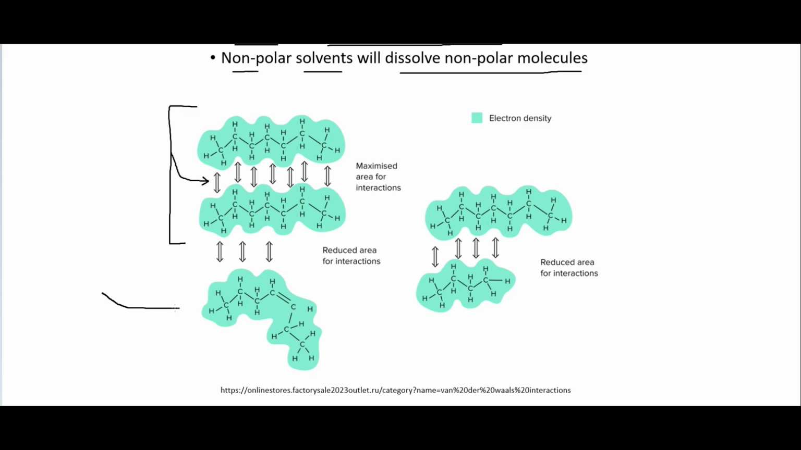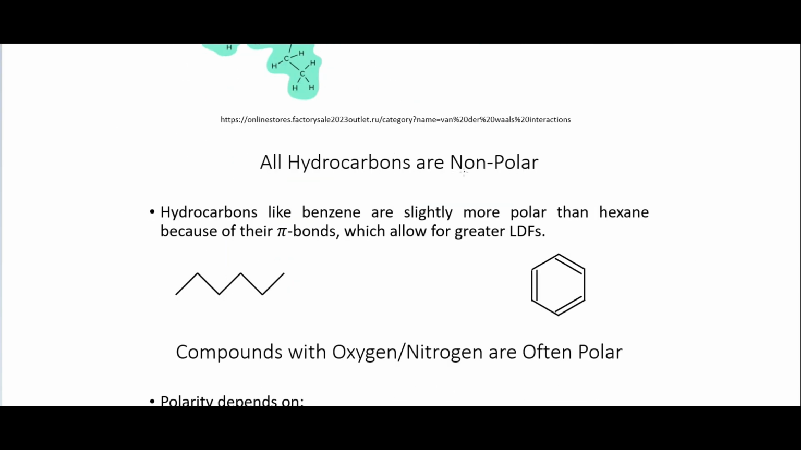If you have an unsaturated hydrocarbon here, we get this bend in it, and so that's going to reduce the area of interaction. So we see here this only has the three arrows right here, where when it is saturated, then we have multiple arrows there. And similar when we have these molecules of different sizes here, we get these reduced areas for interactions. All hydrocarbons are nonpolar, so this is just a general rule to think about. So anything that only has carbons and hydrogens, you can always just assume that it's nonpolar.